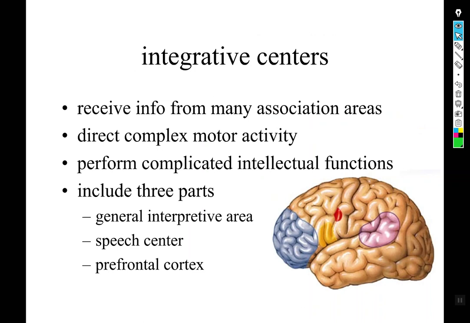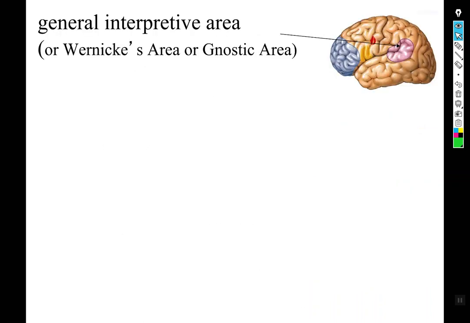So there's the general interpretive area, the speech center, which is associated with the auditory association area, and the prefrontal cortex. I'm going to end this presentation by talking to you about the speech center, and then in the next one we'll talk about the other ones.